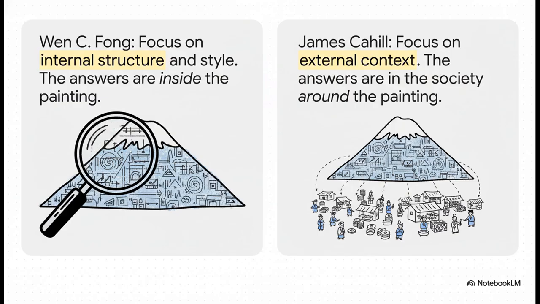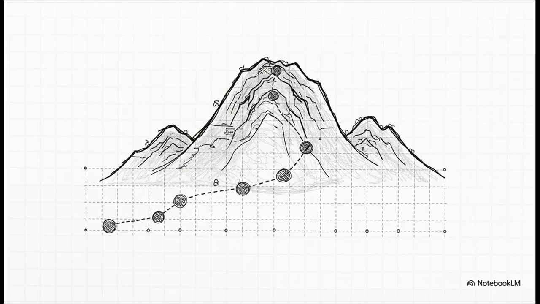Fang was convinced the answers were inside the painting, in its structure, its brushstrokes, its style. But Cahill, he argued that to really get it, you had to look at the world around the painting, the money, the politics, the society. So let's start with Wen Xifang.